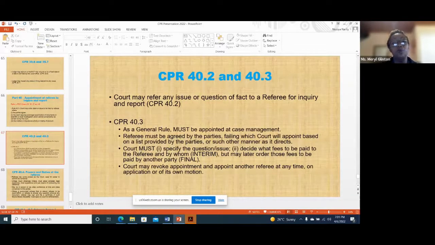The court may refer any issue or question of fact to a referee for inquiry and report. As a general rule, that referee or appointee must be appointed at case management unless there's some good reason why it comes about later. The referee must be agreed by the parties, but if the parties cannot agree, the court will appoint based on either a list provided by the parties or some other manner as it directs. The court must specify the question or issue which will go to the referee. They must also at that time decide what fees will be paid to the referee and by whom, and know that that first order to say who will pay the referee is an interim order, and then there will be a final determination on conclusion of the claim as to who should actually be responsible for those costs. The court can also revoke an appointment or appoint another referee at any time on an application of a party or of its own motion. Next slide.